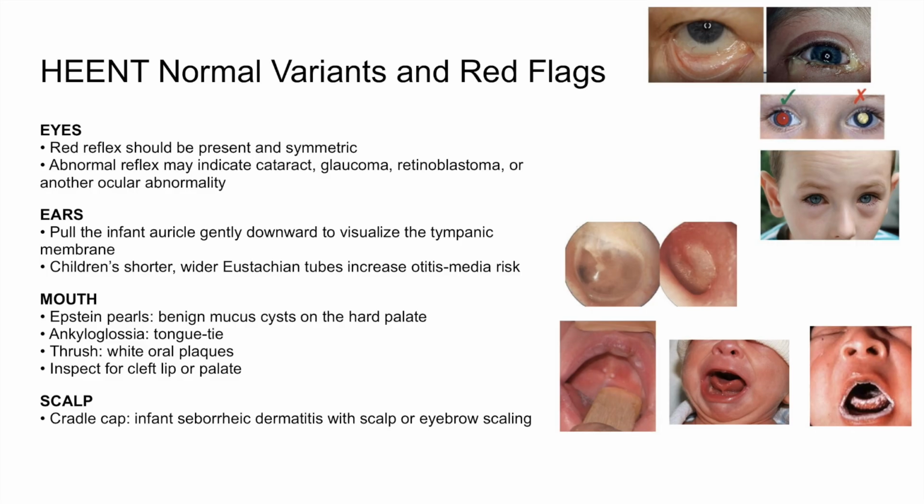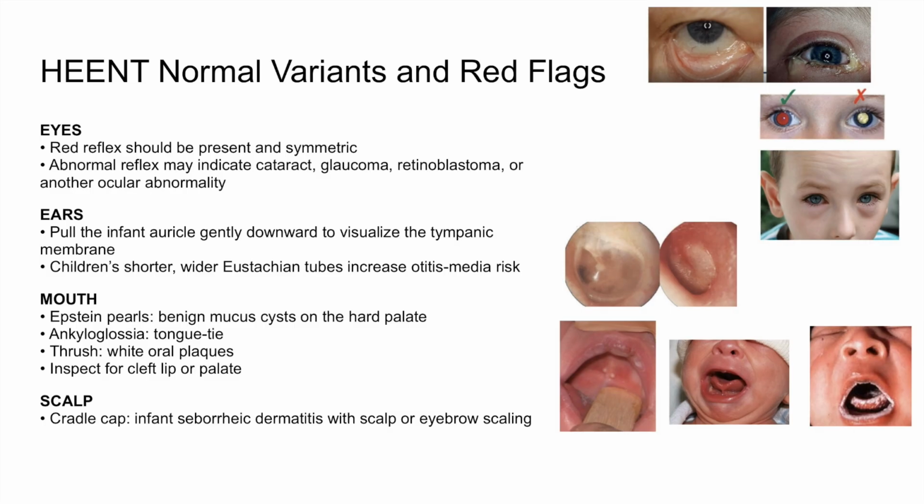The newborn HEENT examination separates common benign findings from abnormalities requiring prompt evaluation. The red reflex should be visible and approximately symmetric in both eyes. A white reflex, dark defect, absent reflex, or clear asymmetry may indicate cataract, glaucoma, retinal disease, or retinoblastoma and requires ophthalmologic referral. In young children, the auricle is pulled gently down during otoscopy, because the ear canal has a different orientation than in adults.